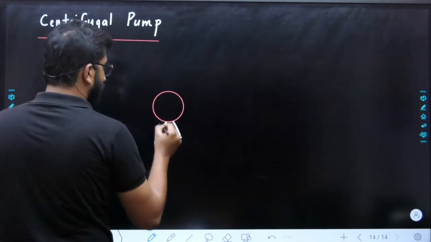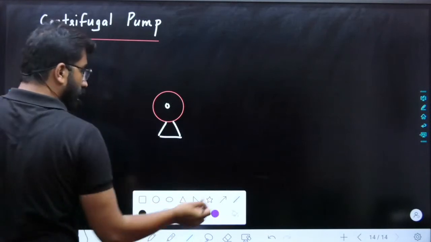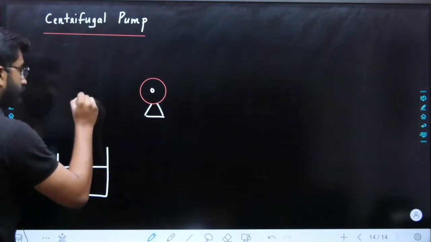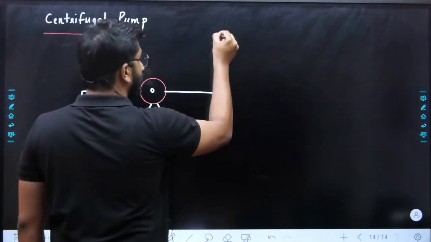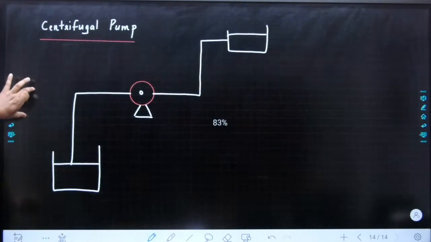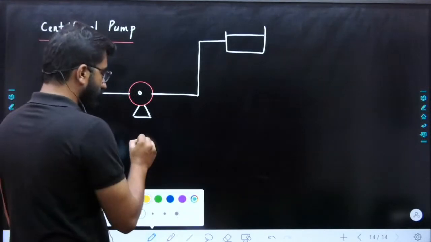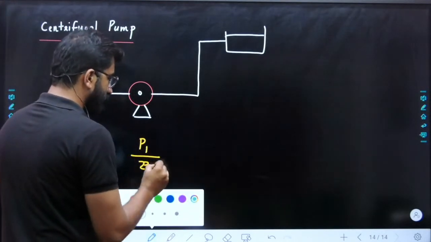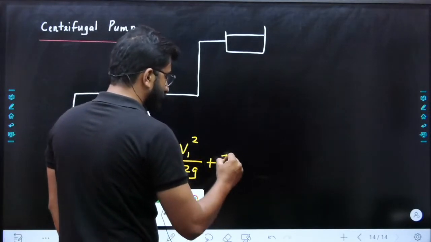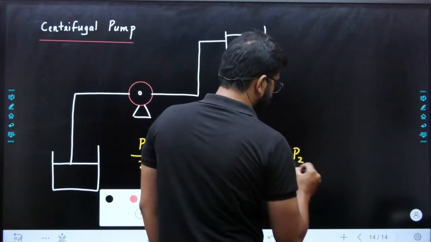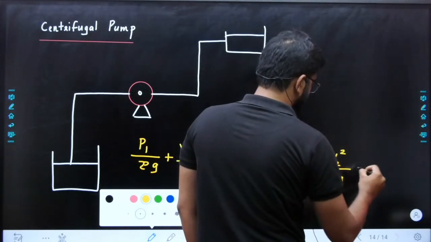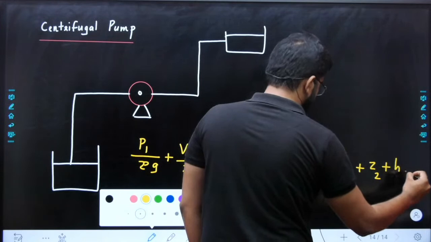In this case, this is our pump, the centrifugal pump. Now, the major use: we need to take water from a lower reservoir to a higher reservoir. So this is your basic case of a centrifugal pump. So always remember how to apply Bernoulli in the case of a centrifugal pump. P1 by rho g plus V1 square by 2g plus Z1 will be equal to P2 by rho g plus V2 square by 2g plus Z2 plus HF.